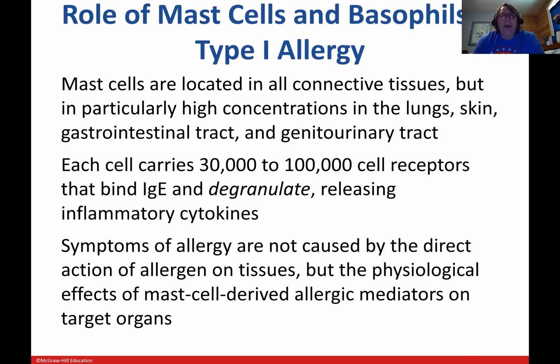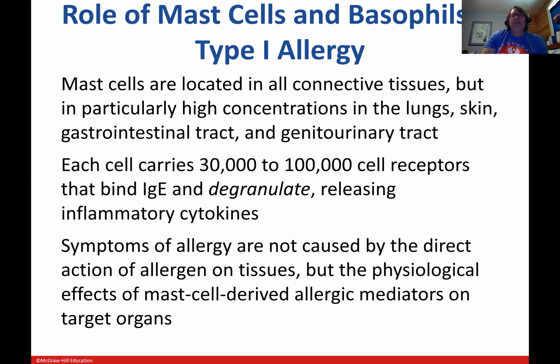Okay, so mast cells are located in most connective tissues, but they're in very high concentration in the lungs, in the skin, in the gastrointestinal tract, and in the genitourinary tract. And so you'll recognize the lungs and the GI tract as the primary portals of entry of these allergens. Well, part of the reason that they hyperreact is that there are so many of these mast cells available to basically do the allergic thing.